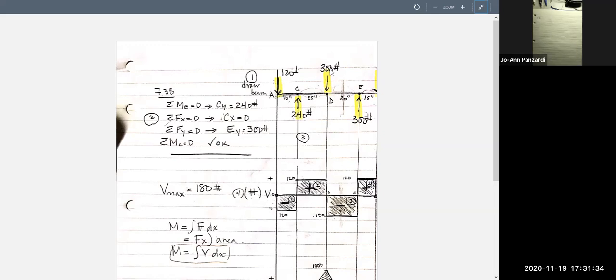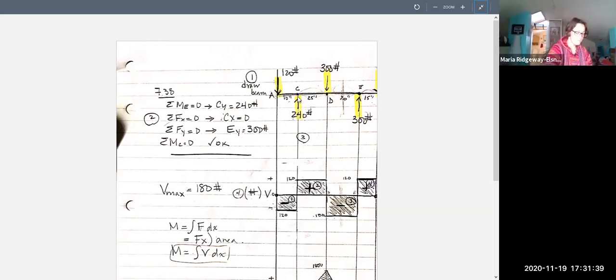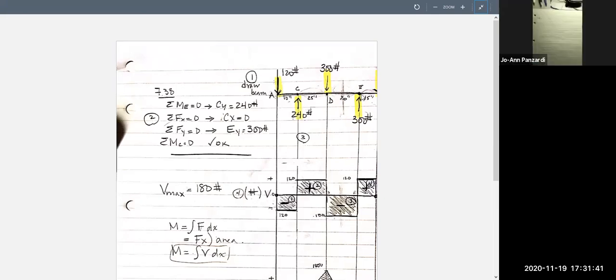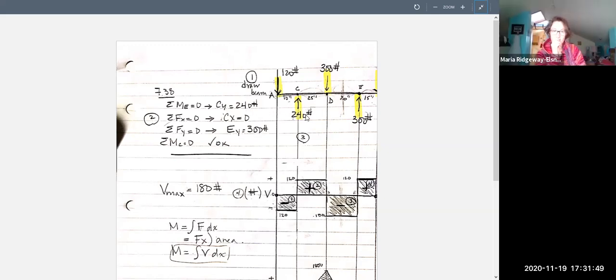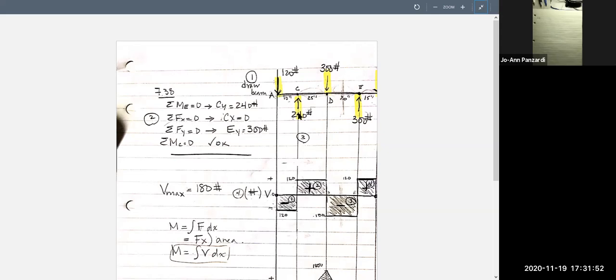So what we did is we looked at these external loads and calculated the reactions at the supports. At C, there was a pin, and at E, there was a roller. We first did the sum of the moments about point E to cancel this out, and we found CY is equal to 240 pounds. We did the sum of the forces in X, which resulted in CX being equal to zero. Then we did the sum of the forces in Y and found EY to be 300. And then we did the sum of the moments about another point just to check that we get the 240 and the 300, and we did. So that we already know how to do anyway.